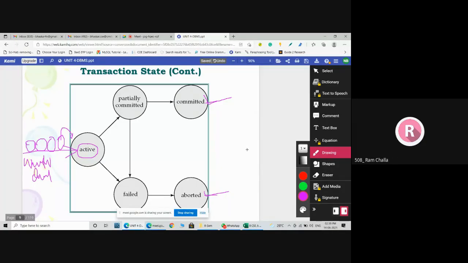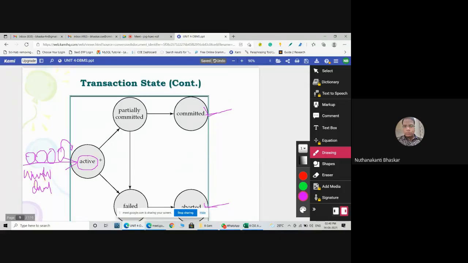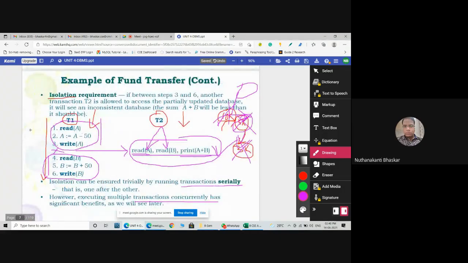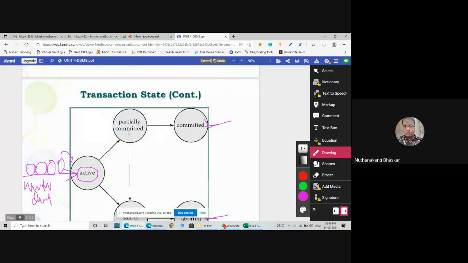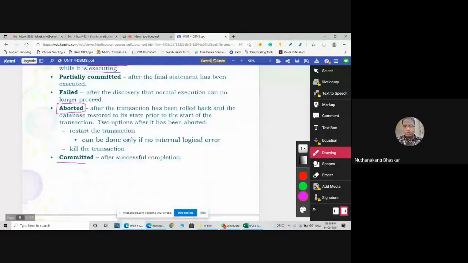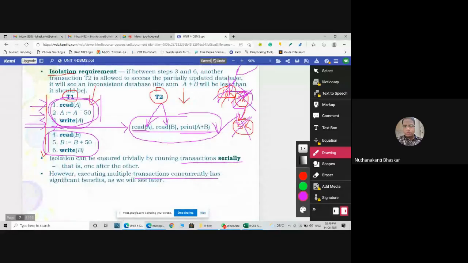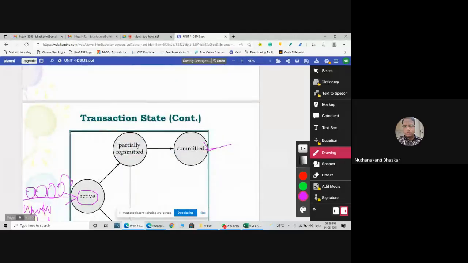Now, once the transaction is active, what happened? We entered read A, A equals A minus 50, write A. Now we are here. It means some part of the actions are done. Yeah, that is partially committed, meaning some more actions, maybe four, five, six actions, are remaining. That is partially committed.